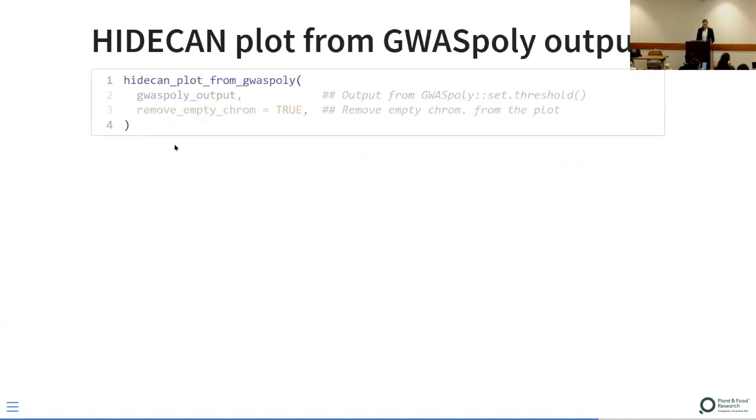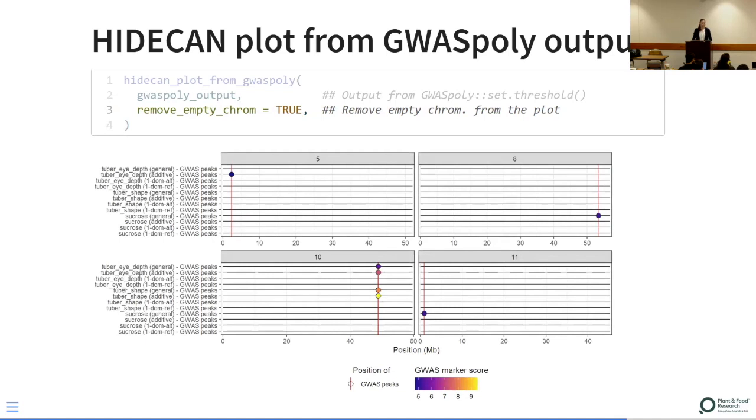And I wrote a helper function that takes this output. It's called HIDECAN plot from GWASpoly. The only thing that you need to give to this function is the output from this set threshold function from GWASpoly. Just for the sake of the example, I've also added one of the optional parameters. These optional parameters are also available in the base function, if you want. It's called remove empty chrome, just so that if you have 20 chromosomes, but you only have 2 significant markers, you don't get a plot that is completely empty. Instead, it only shows the chromosomes in which you have some significant markers or genes, etc. And you get something like that.